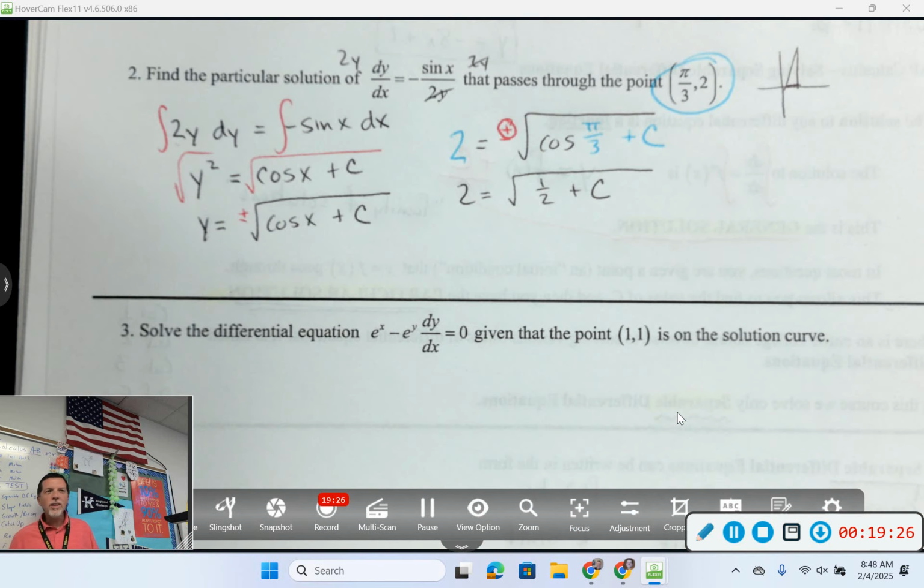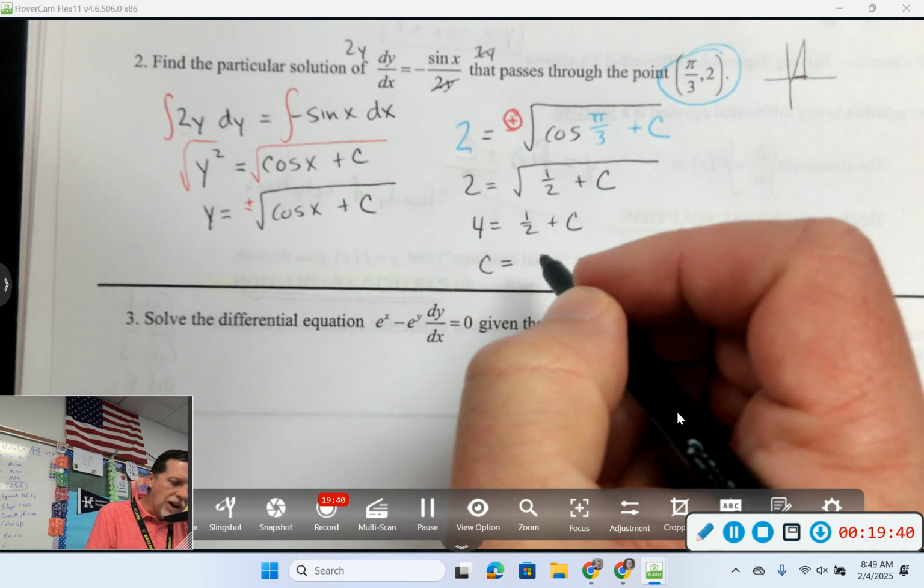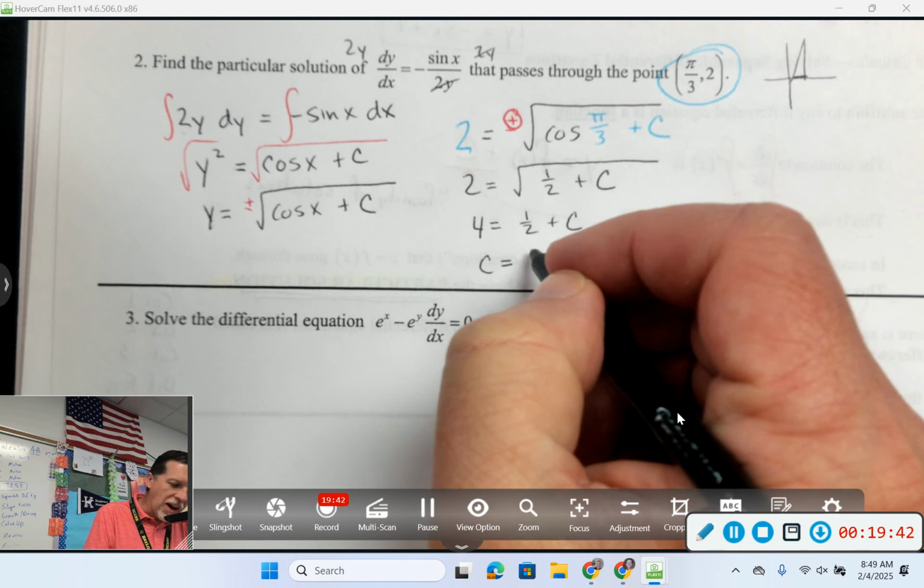And at this point, some of you are going to figure out c in your head. Others of you are going to show the algebra steps. It's fine either way. Square both sides. So c needs to be 3.5 or 7/2, however you want to say it.